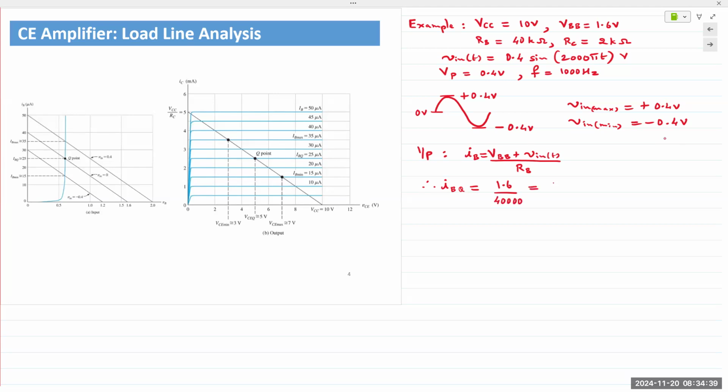So 40 microamps. And that point is right here. IB value. This is the load line for DC bias. Okay, that's the load line for DC bias.